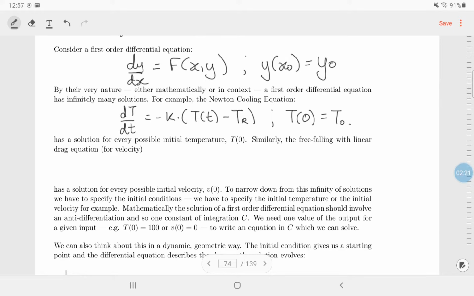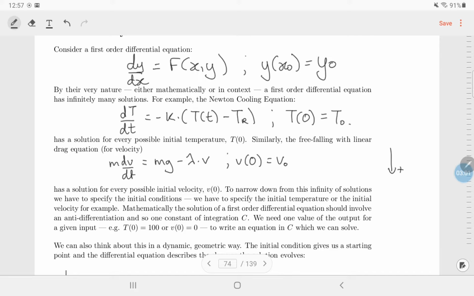Similarly, free falling with linear drag. So this looks like, now I'm just gonna, a bit lazy here, I'm gonna go mass times acceleration. Oh no, I'm not. Let's do m dv/dt, mass times acceleration, is equal to, now we're gonna pick down to be positive here, both for x and v. So gravity goes down, and linear drag means it'll be, say, a constant times v. And then we've got some initial velocity v0 as a solution for every possible initial velocity.